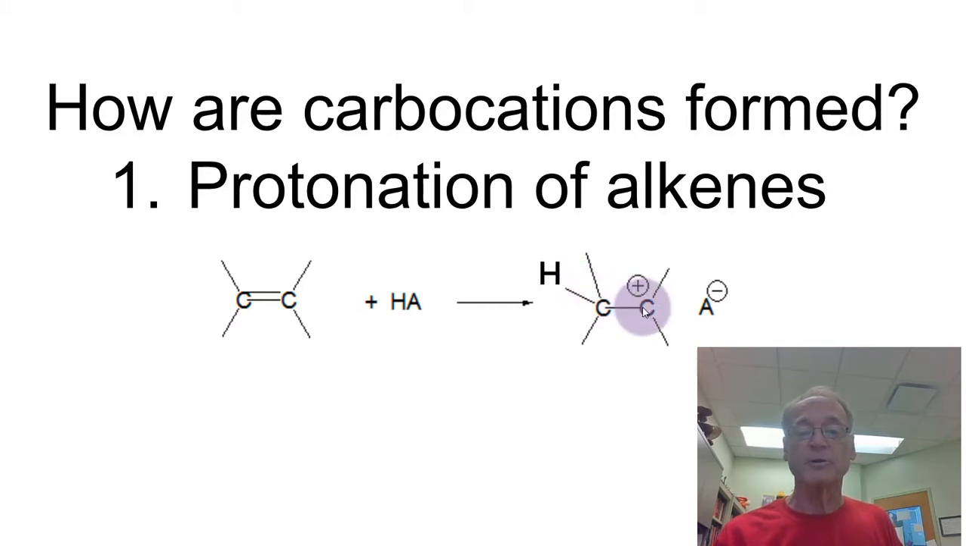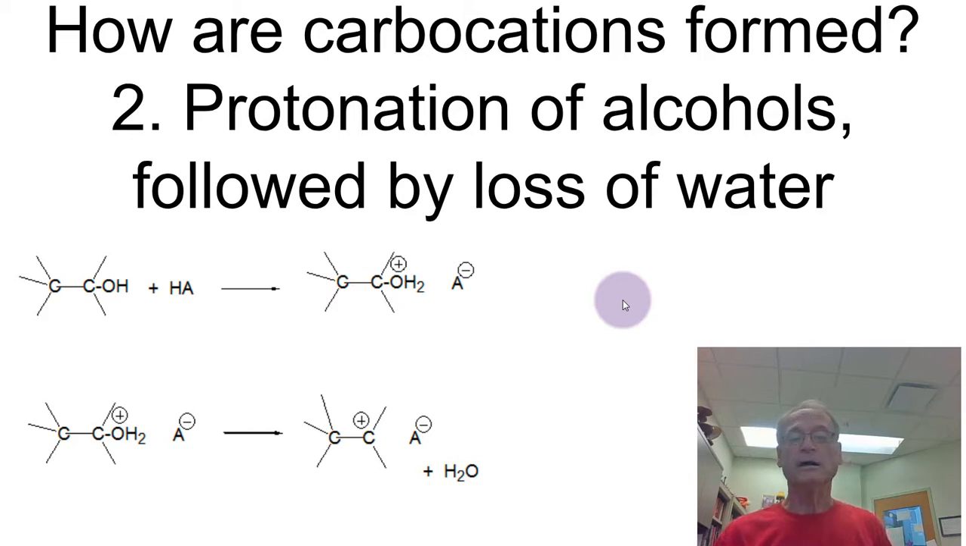That leaves this carbon without one of its electrons, so it ends up positive, and the counterion for that positive charge would be the conjugate base of this acid. So in every sense of the word, this is an acid-base reaction. We're used to bases having lone pairs of electrons, but bases can also have a pi bond. The pi bond acts like a pair of electrons, picks up the H+, and that leaves the conjugate base.